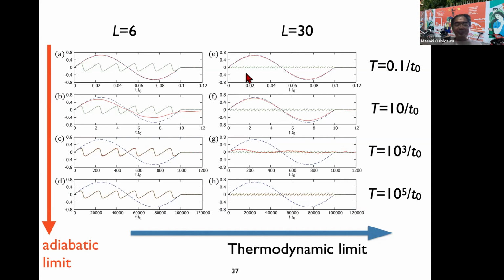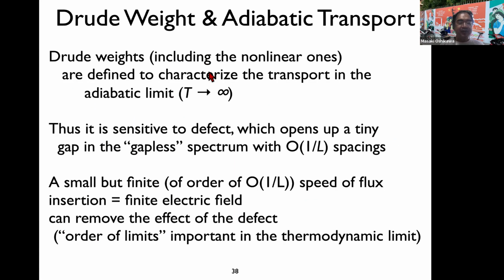But if you want to probe the bulk limit, then you should first fix this T and take the thermodynamic limit first. And then after that, you should consider slower and slower flux insertion. Then you will pick up bulk property of the transport. That's probably the answer, which is not yet quite finished, but that is probably the answer.